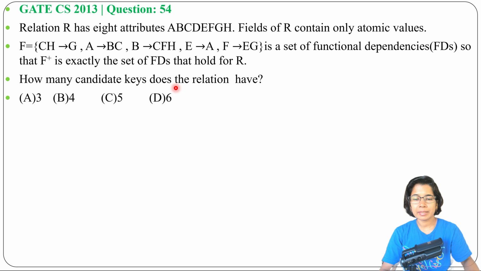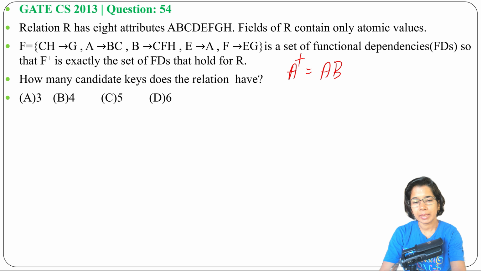How many candidate keys does the relation have? And 4 options are given. Here we need to find the set of candidate keys. Let's find A positive closure. A positive closure will be A, B, C.